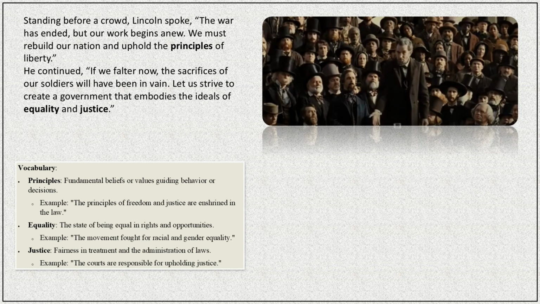Let's look at the new vocabulary we have learnt. Principles. This means fundamental beliefs or values guiding behavior or decisions. The principles of freedom and justice are enshrined in the law. Equality. This means the state of being equal in rights and opportunities. The movement fought for racial and gender equality. Justice. This means fairness in treatment and the administration of laws. The courts are responsible for upholding justice.